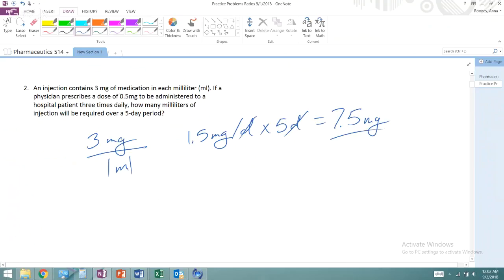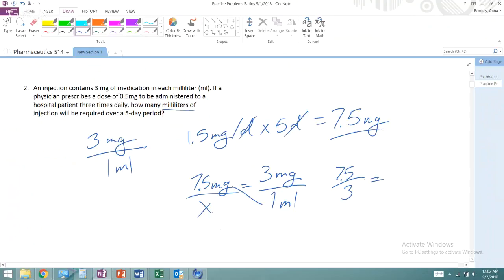All right, so that's the total amount that he wants for 5 days. But we need to have how many milliliters? Okay, so 7.5 milligrams is the analogous unit to the 3, and that's 1 milliliter. And then we have our X there. Multiply those two, which is 7.5, and then it's divided by 3.